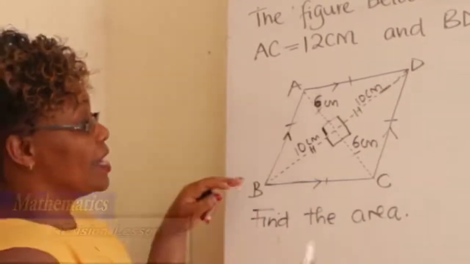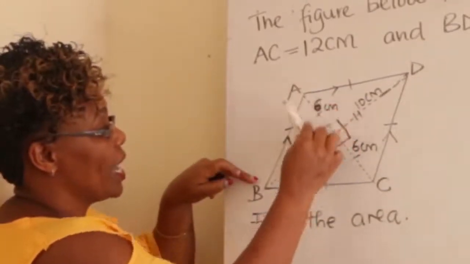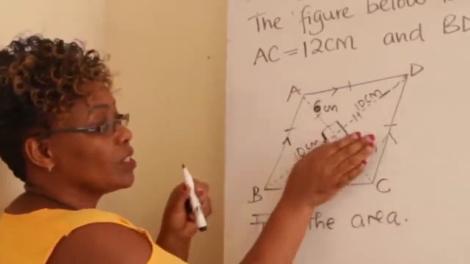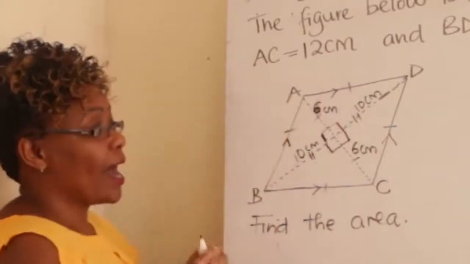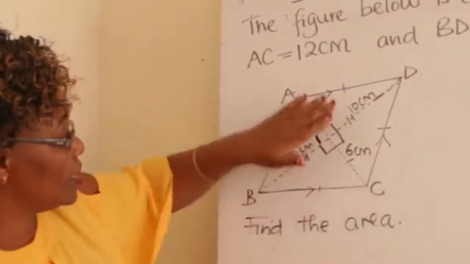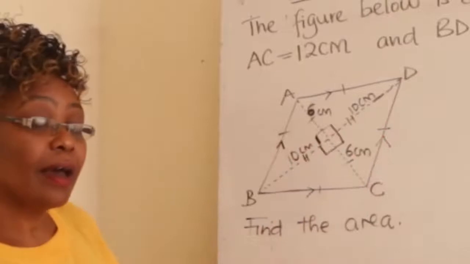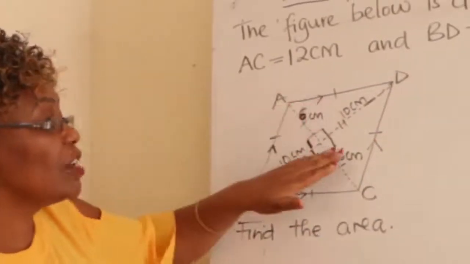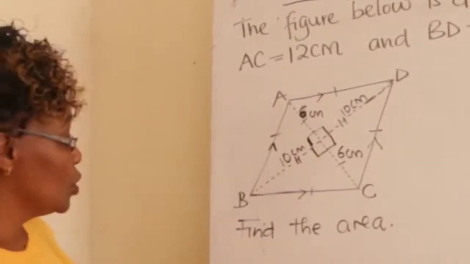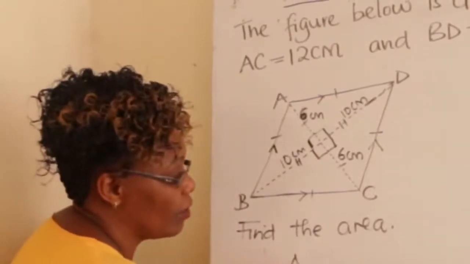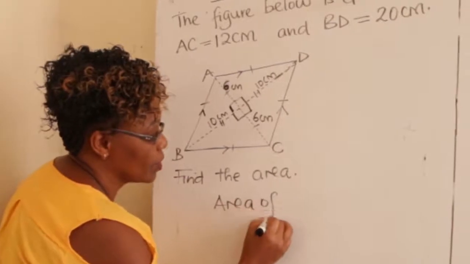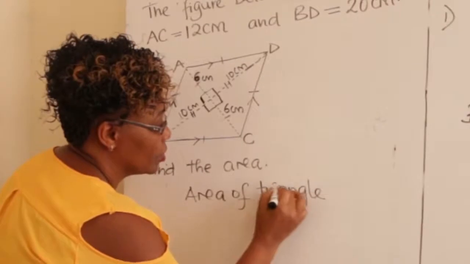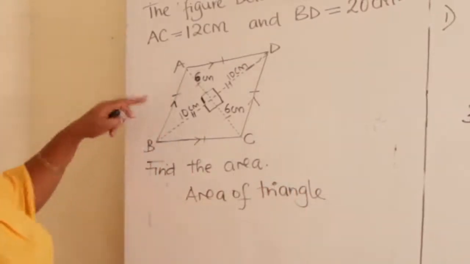So, to find the area, you can consider triangle ABD and also BCD. These two triangles are equal. So it is a matter of getting area of one triangle, then you multiply by 2. So let us get area of triangle ABD.